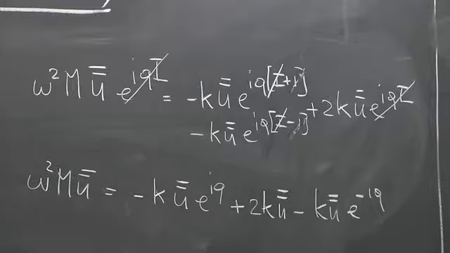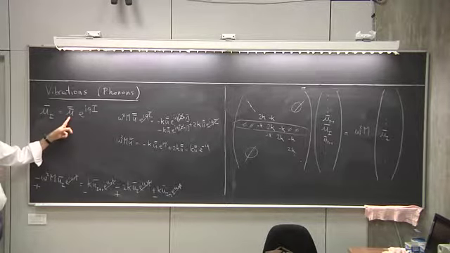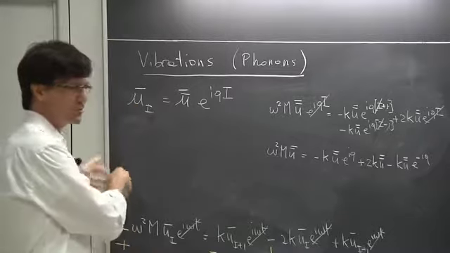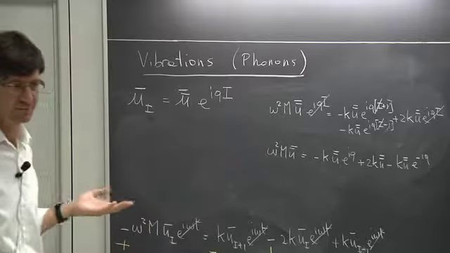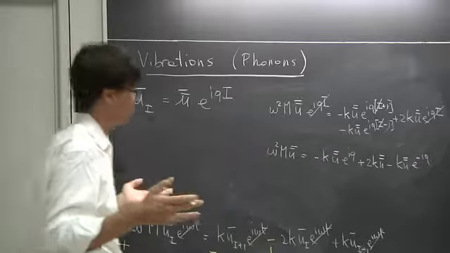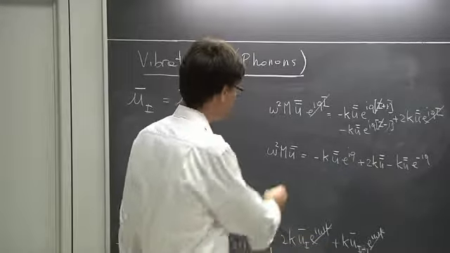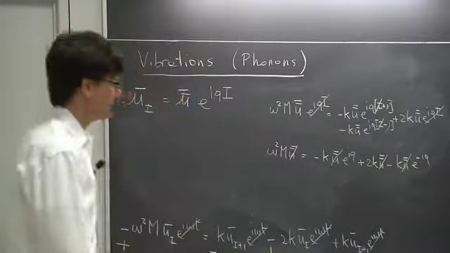Clearly, I'm looking for solutions in which u double bar is not 0. If it's 0, it is a solution, but if u double bar is 0, all the ui's will be 0, all the functions ui of t will be 0, nothing will move. This is a trivial solution. So I'm now going to assume that u double bar is not 0. If it's not 0, I can remove it.